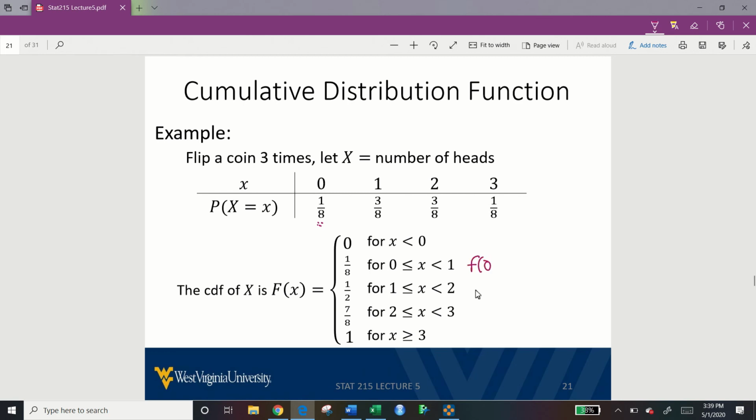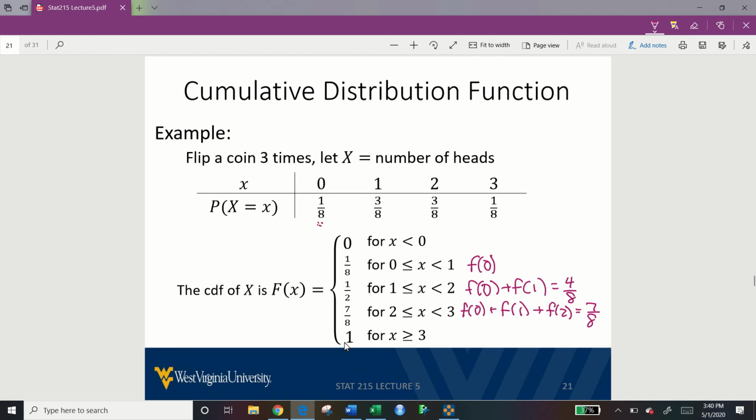This is for f of 0 plus... Whoops, getting ahead of myself. This is for f of 0. Our next one is for f of 0 plus f of 1, meaning the 1/8 plus 3/8 equals 4/8. For our next one, it is f of 0 plus f of 1 plus f of 2, which equals 7/8. And then finally, it is 1 for x greater than or equal to 3.